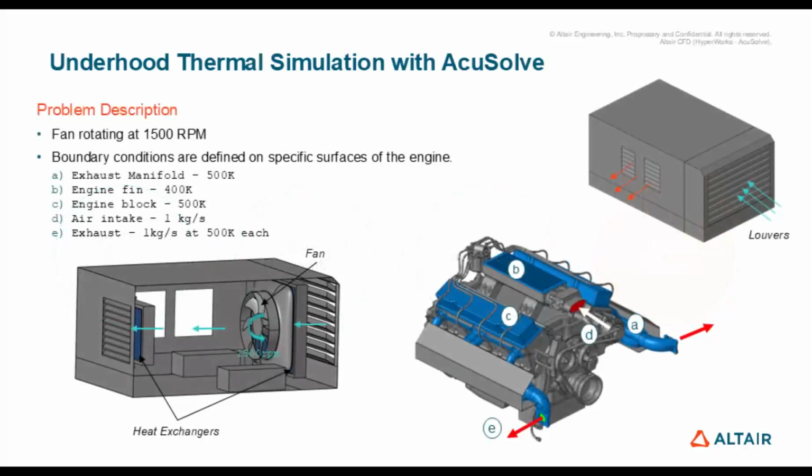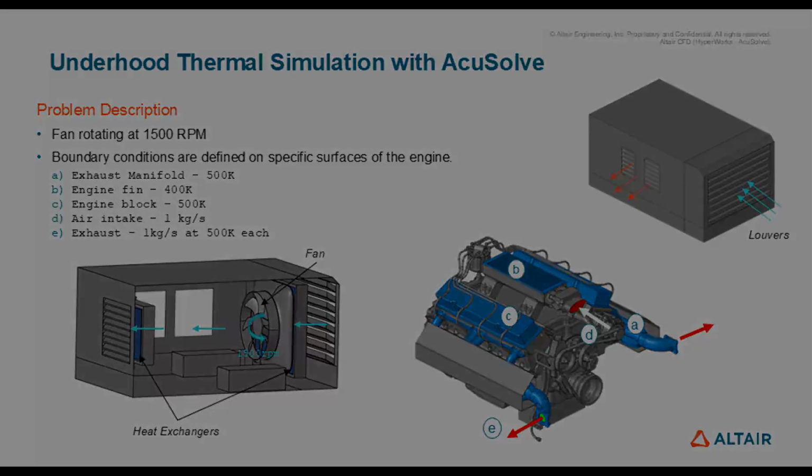Let's revisit the problem description. The flow field is driven by the fan rotating at 1500 RPM. The large heat exchangers in the front and the smaller heat exchangers in the back of the canopy are there to cool the engine. Heat is transferred from the coolant into the air, increasing the ambient temperature inside the canopy. The engine will have thermal boundary conditions applied on the exhaust manifold, the fin on the top, and the engine block. Notably, we will also model the air intake and the exhaust of the engine.